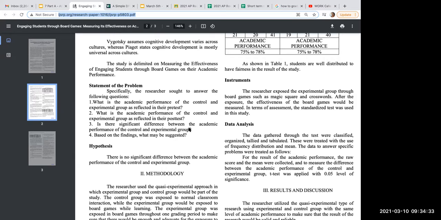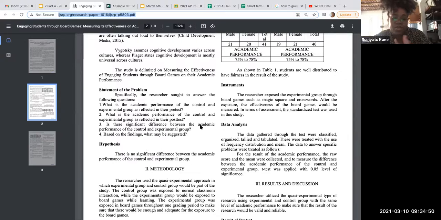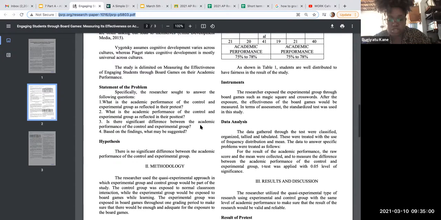Thank you. And what is the hypothesis that they had here for this study? There is no significant difference between the academic performance of the control and experimental group. Great. Thank you. So the hypothesis here was that there would be no significant difference in academic performance, and they had three major questions that they wanted to look at, and then based on the findings, what can be suggested.